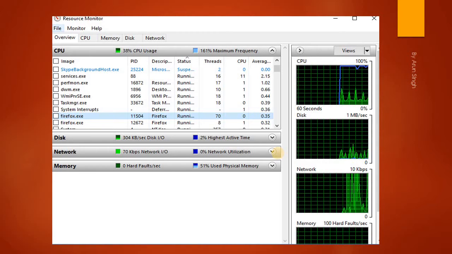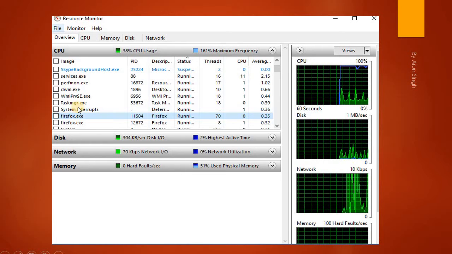If you go to resource monitor, along with CPU usage, you also have the thread counts. If you see, I have Skype running in the background. This is my process ID. This is the description. This is the status. And this is the number of threads it is taking.